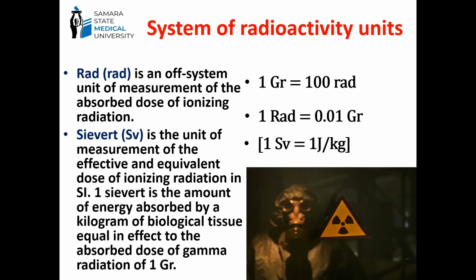The next radioactivity unit, rad. Rad is an off-system unit of measurement of the absorbed dose of ionizing radiation. And sievert is the unit of measurement of the effective and equivalent dose of ionizing radiation in the SI system. 1 sievert is the amount of energy absorbed by a kilogram of biological tissue, equal in effect to the absorbed dose of gamma radiation of 1 gray. So we see many radioactivity units, which can be used to measure the radioactivity level of different objects, for example biological objects, atmosphere, air, soil and others.